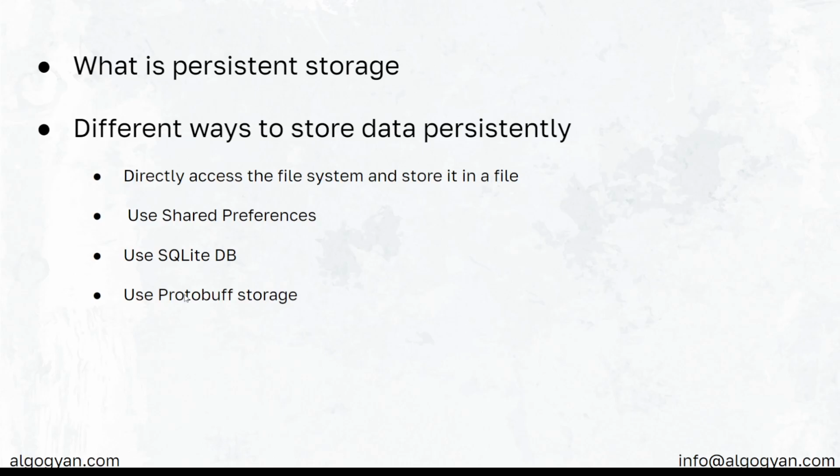For example, we can use SQLite DB for large data that you read, write and delete. SQLite is very good for that. Google recently introduced Protobuf storage in Android, and we can use that also. But we've been using something called shared preferences within Android, which is very simple for storing something persistently. So in today's video we will see how to store something using shared preferences and how to read it back.